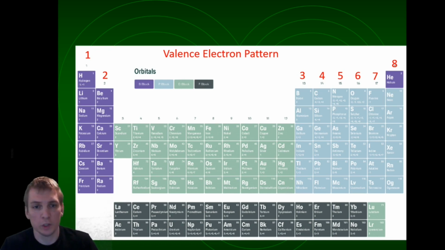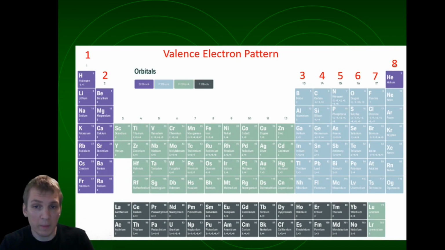So just to recap, valence electrons are the electrons on the very outside of the element. They determine how an element is going to react, or how stable it is, and they can be determined simply by looking at what tall column the element is in. So you just count the columns left to right, 1 through 8, and that's how you can determine how many valence electrons that element has.